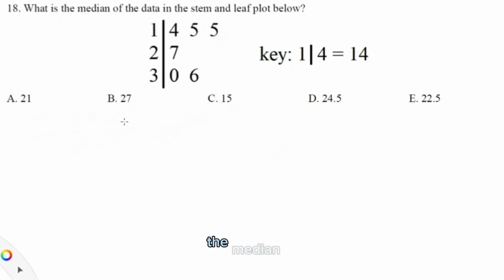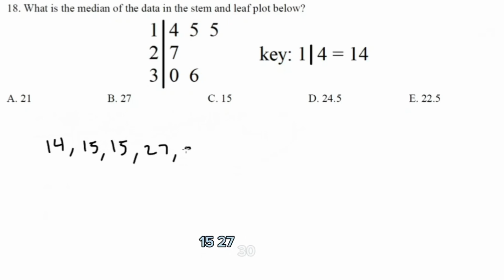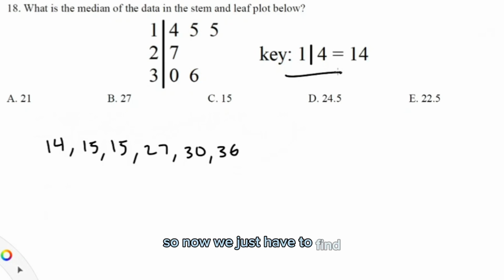Next, what is the median of the data in the stem and leaf plot below? Alright, so the median is just the middle number in the set. So if there's 5 terms, the third term would be the middle number because it's in the middle of the set. So let's find the median in this. So we have 14, 15, 15, 27, 30, and 36 as indicated by this key. Alright, so now we just have to find the middle number.